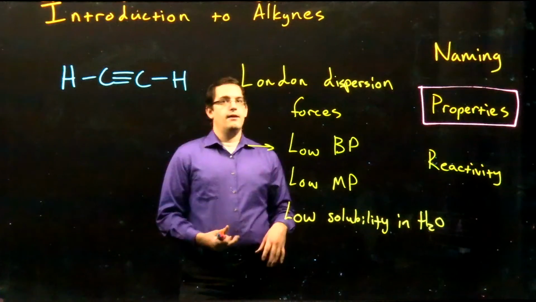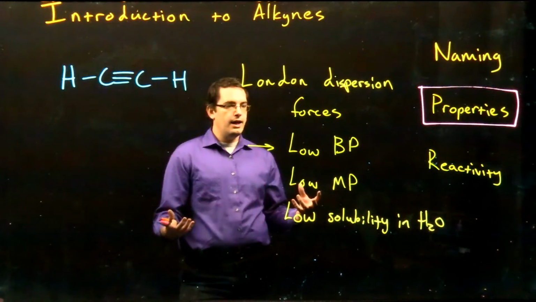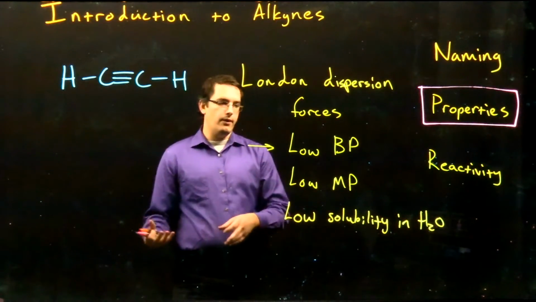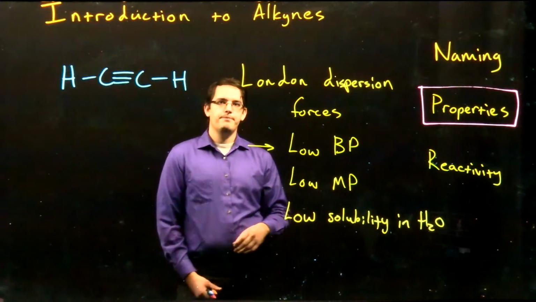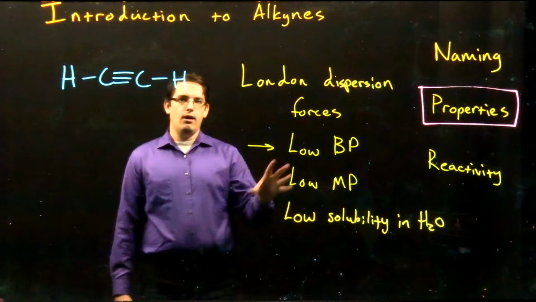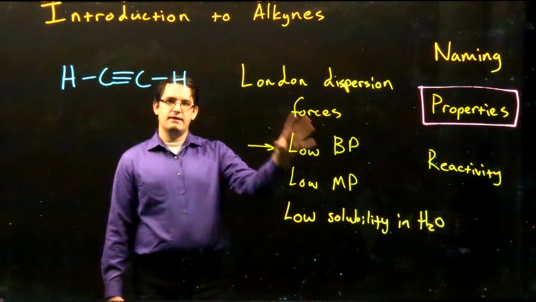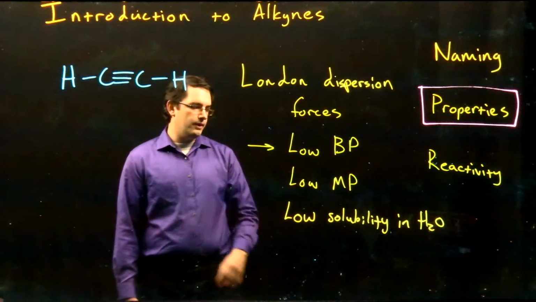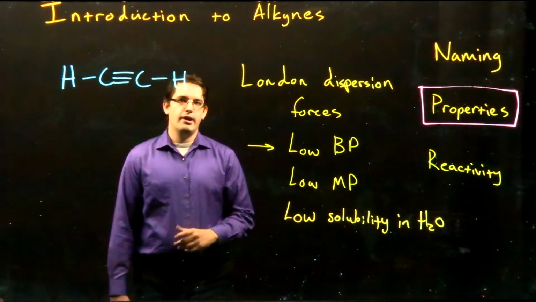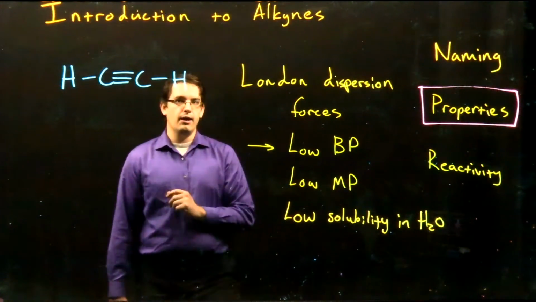So again, you can have a very large alkyne that might have a higher boiling point than a small alcohol, or vice versa, right? The molecular weight will always affect this, but assuming similar sizes, you're always going to be seeing lower boiling points, melting points, and solubilities for your hydrocarbons, including alkynes.